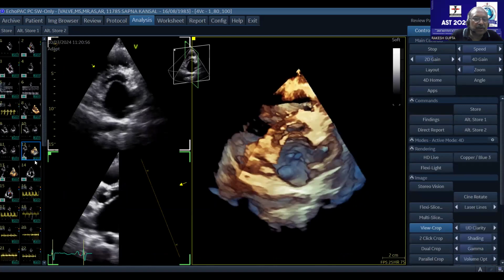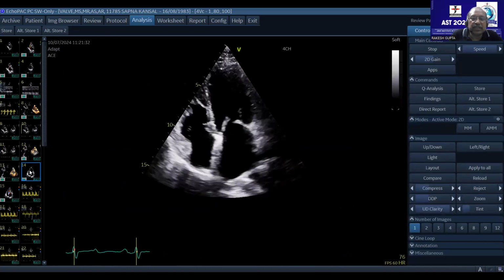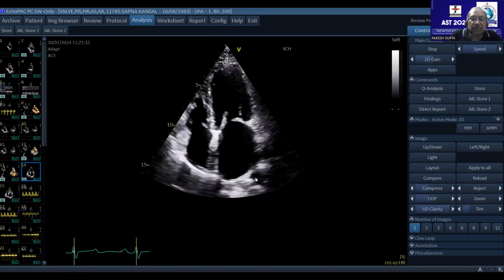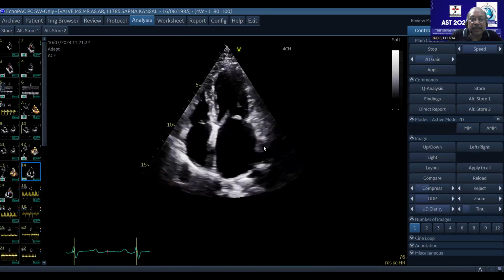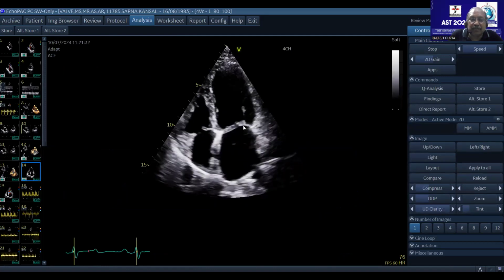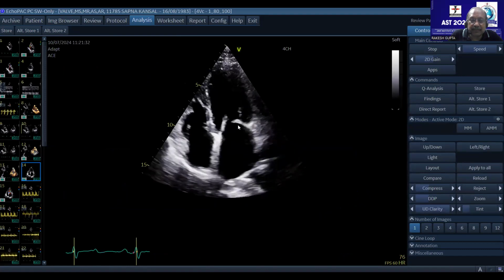Let's go further. I'm not going to talk about 4 dimensions echo. The next thing we go to is the 4-chamber view in mitral stenosis. Look, now you can see very carefully the PML is not moving. Any doubt?